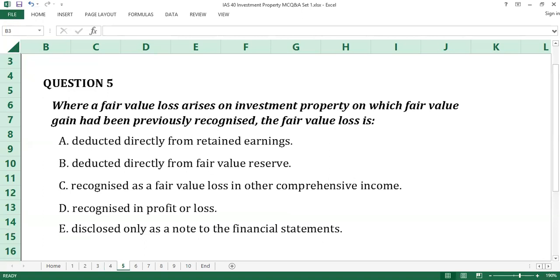Question number 5. The answer to question number 5 is D, recognizing profit or loss. A loss arising from a change in the fair value of investment property is recognized in profit or loss for the period in which it arises. D is the answer to question number 5.